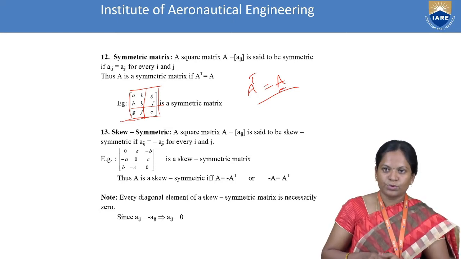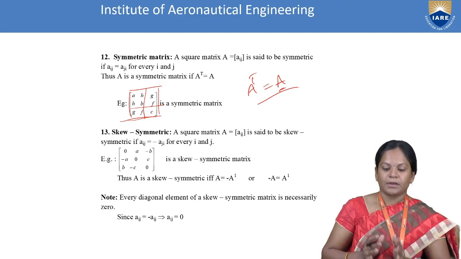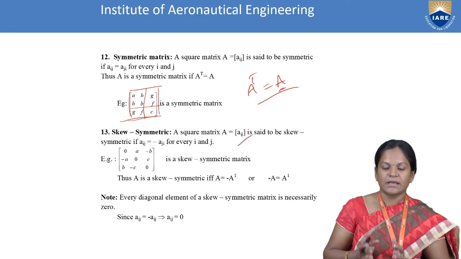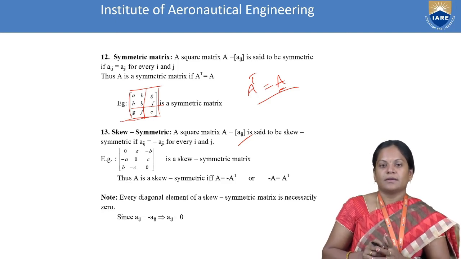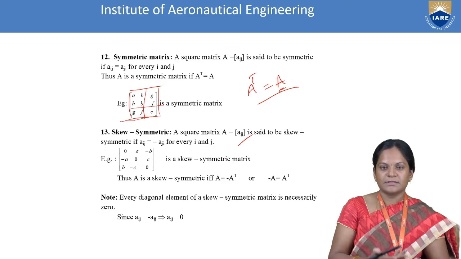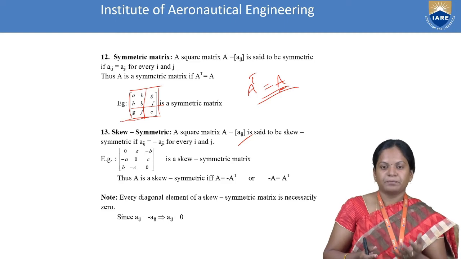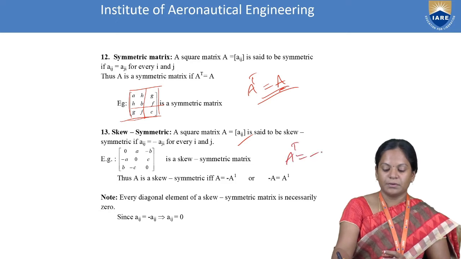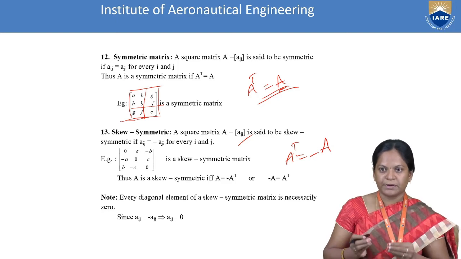Next, go for the skew symmetric matrix. What is a skew symmetric matrix? It is also a square matrix. Capital A equal to [A_ij] of general order n by n is said to be skew symmetric if A_ij equals minus A_ji for every i and j. What is the difference between symmetric and skew symmetric? In symmetric, we have A transpose equal to A. If we change rows into columns, we'll get the same. But in a skew symmetric matrix, if we change rows into columns, we'll get A transpose equal to minus the given matrix A. Then the matrix is said to be a skew symmetric matrix.